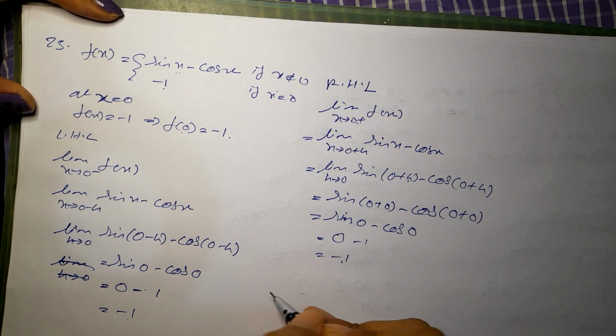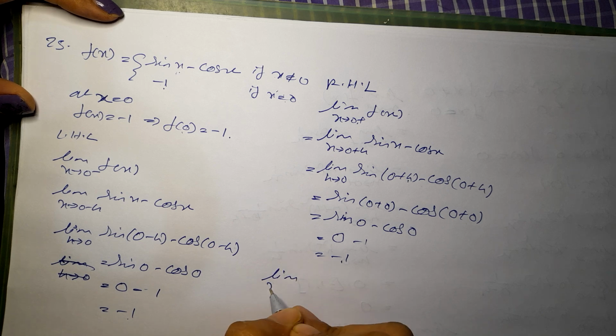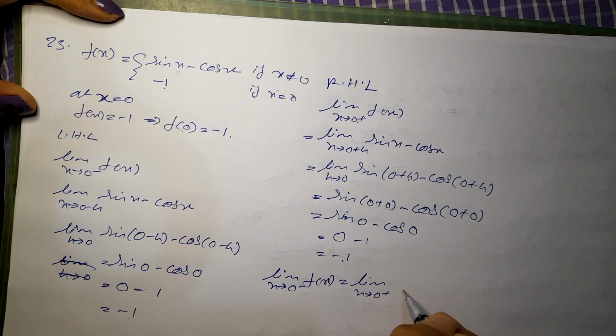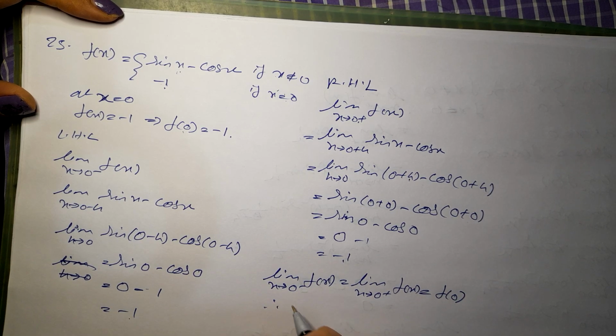So limit x tends to 0 minus f of x is equal to limit x tends to 0 plus f of x equal to f of 0. So therefore it is continuous.